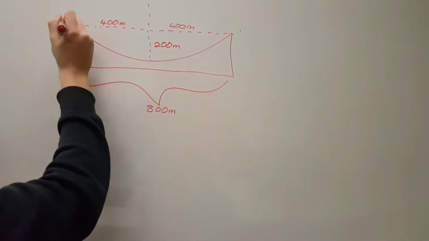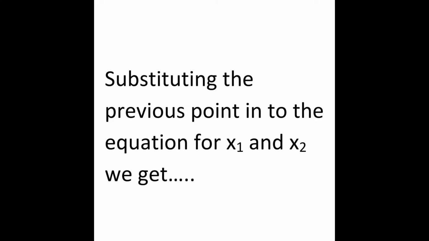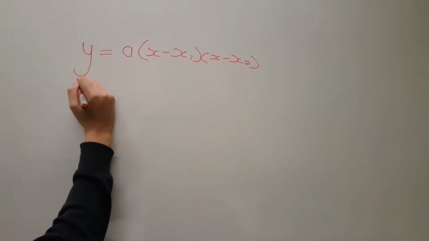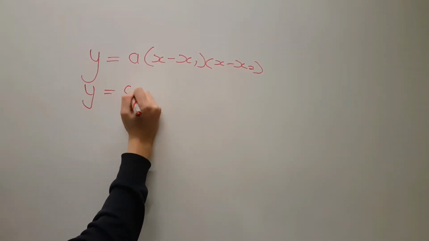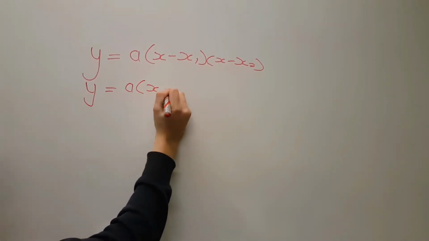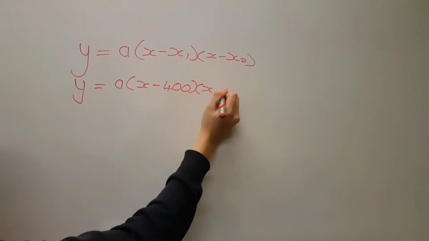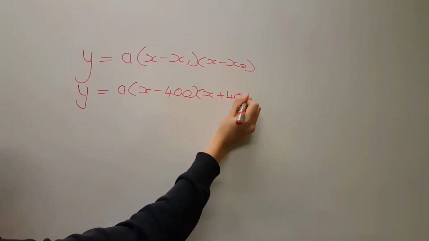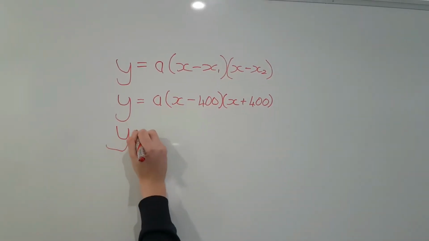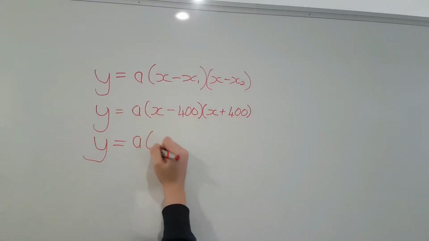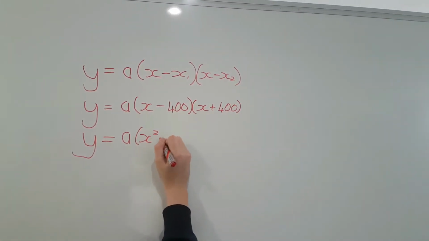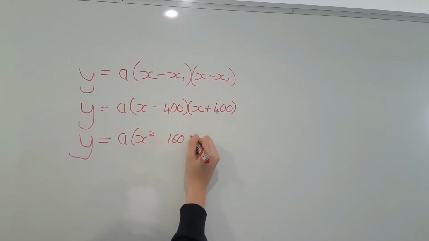Using the top of the towers as x-intercepts at 400 and negative 400 meters, substituting these points in for x1 and x2, we get y equals a times x minus 400 times x plus 400. Simplifying the equation, we get y equals a times x squared minus 160,000.